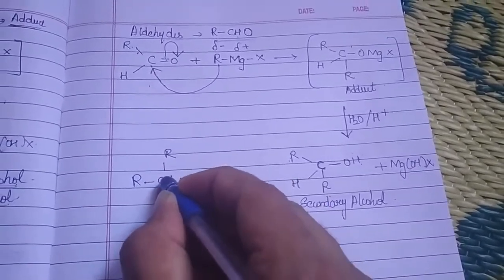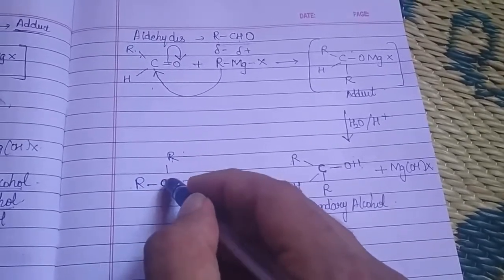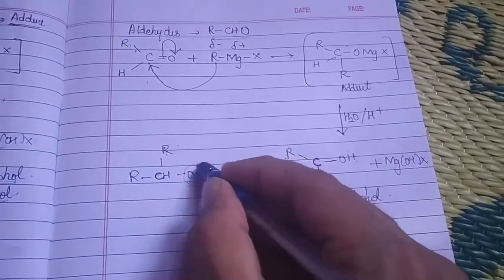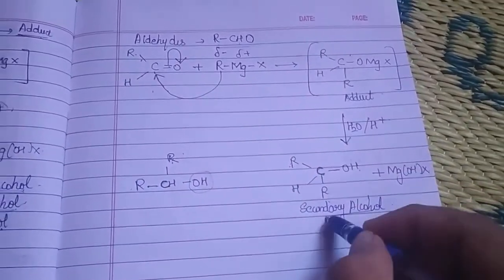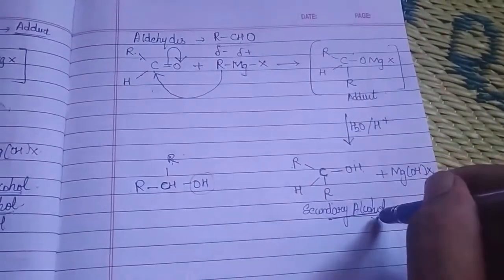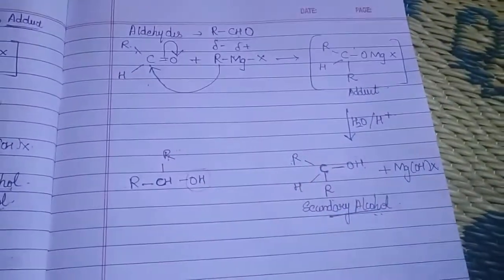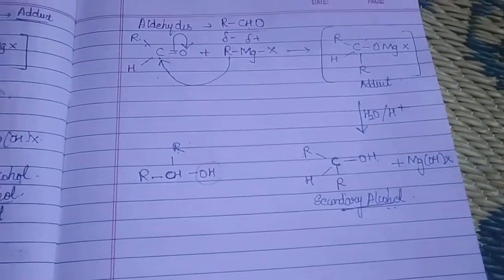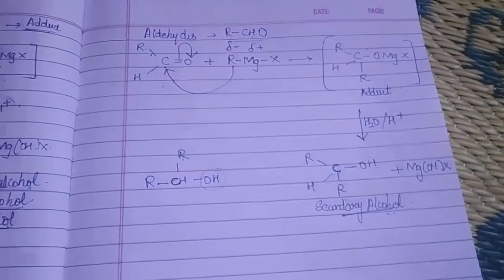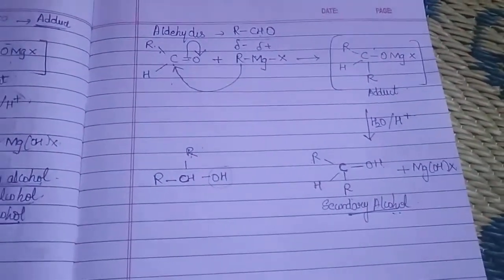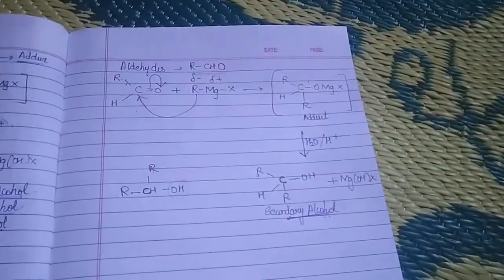R OH. Can you see? The carbon atom is further attached to two other carbon atoms. So it will be a secondary carbon atom. So when an alcoholic group is attached to a secondary carbon atom, it will be called a secondary alcohol. So how did I get this secondary alcohol? When I am choosing an aldehyde other than formaldehyde or methanal. So when you are not using formaldehyde, any other aldehyde gives you what? Secondary alcohol. Very important thing.